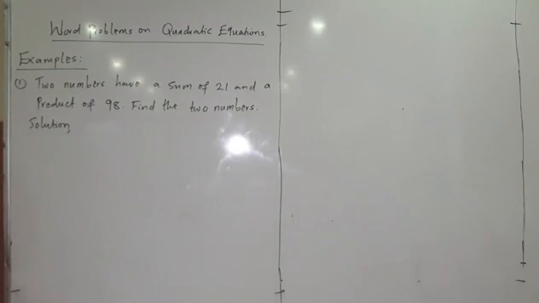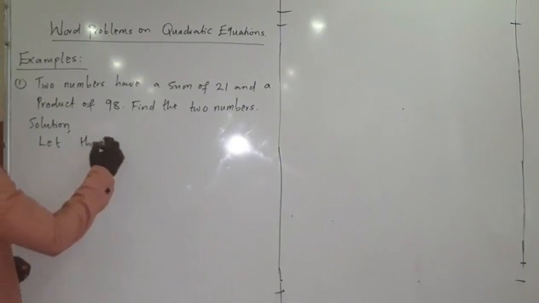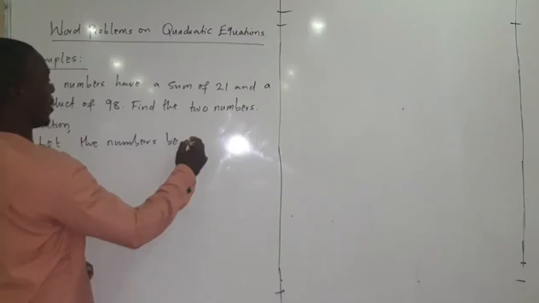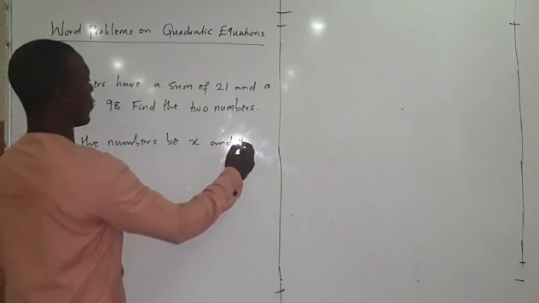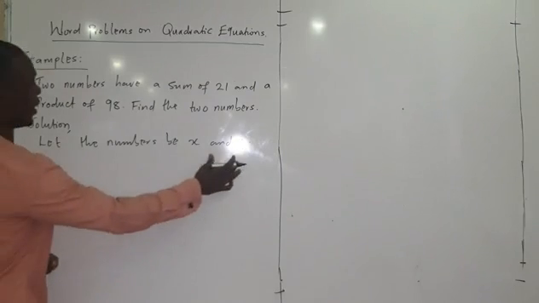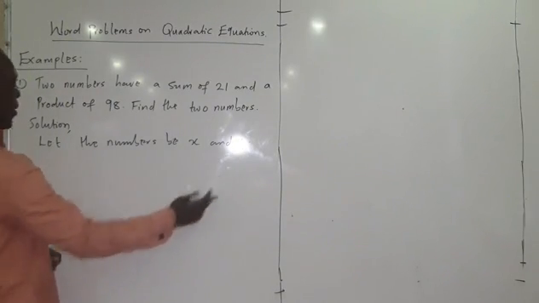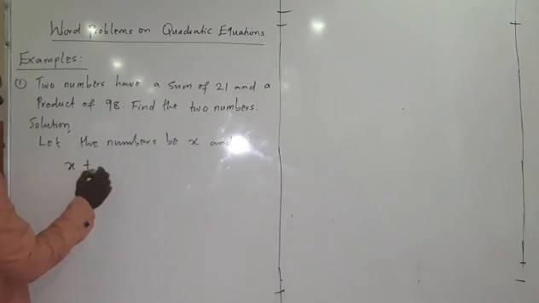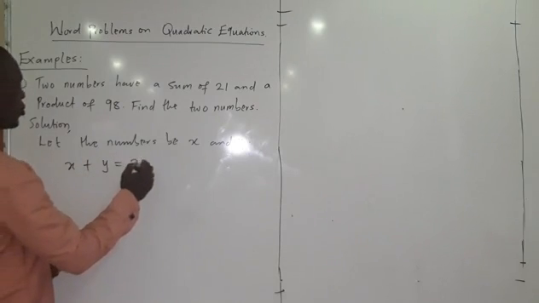So what we are going to do here is represent the two numbers using the letters X and Y. Let the numbers be X and Y. Then two numbers have a sum of 21, so the sum of X and Y will be 21. That is the addition of the two numbers, X plus Y equals 21.